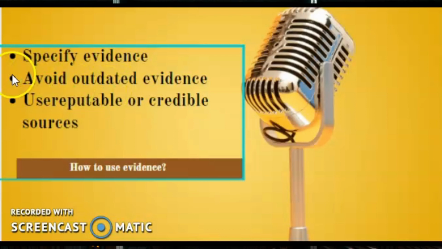And then next, you have to avoid outdated evidence. When we say outdated, it's not the latest. So you have to avoid that one. It would somehow make your work unreliable. The last one is that you have to use reputable or credible sources. You have to use sources who are really qualified for your certain argument or for your certain topic.